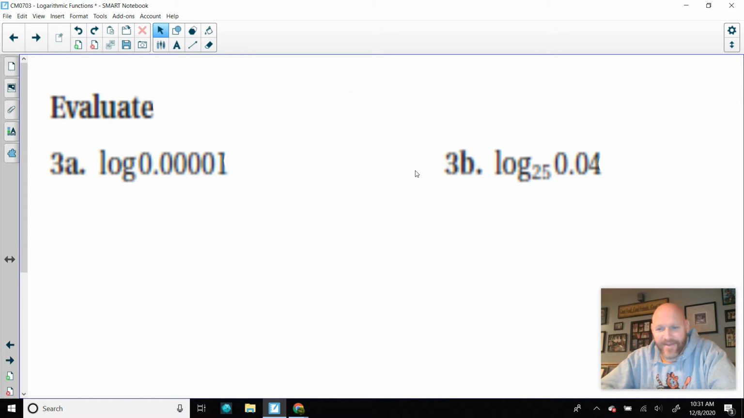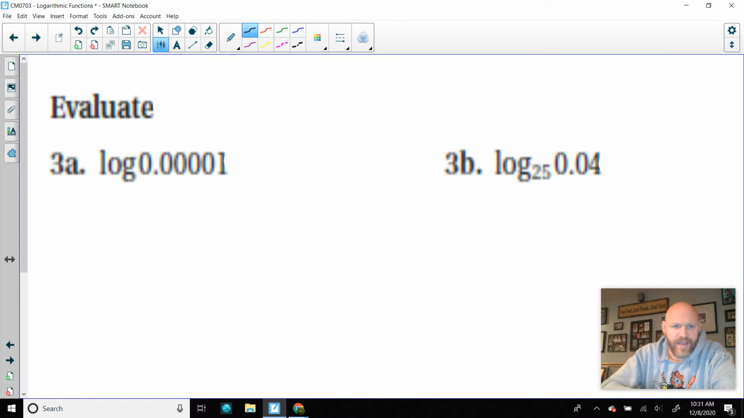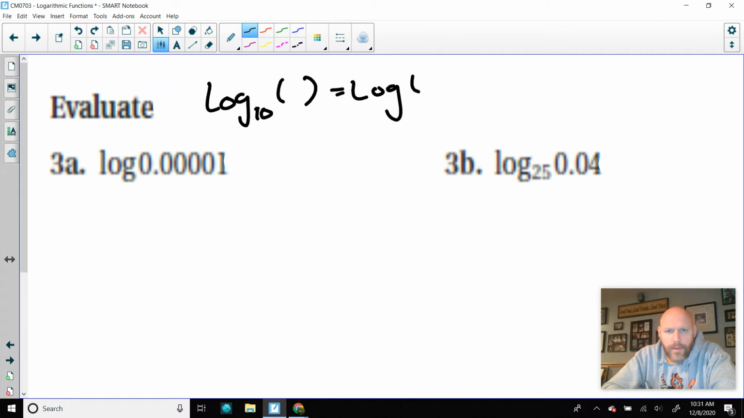All right, back to live action. Once again, if I give you a log that has no base, the base is automatically 10. So if there's no base on it, it is going to be base 10. So a little cheat code there.